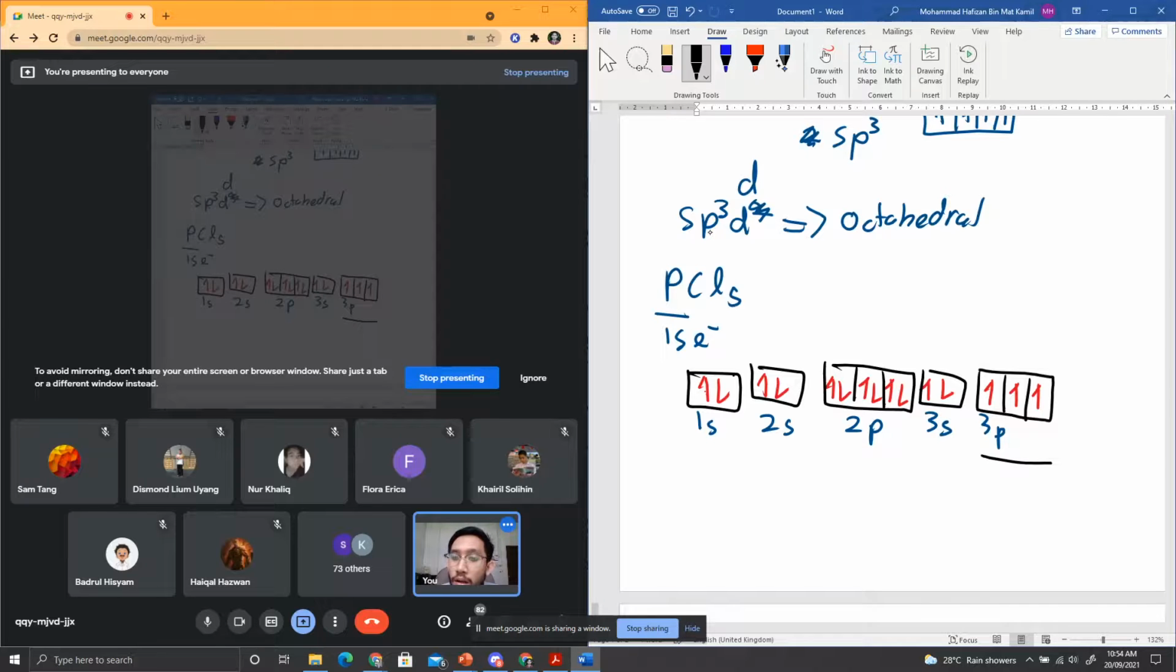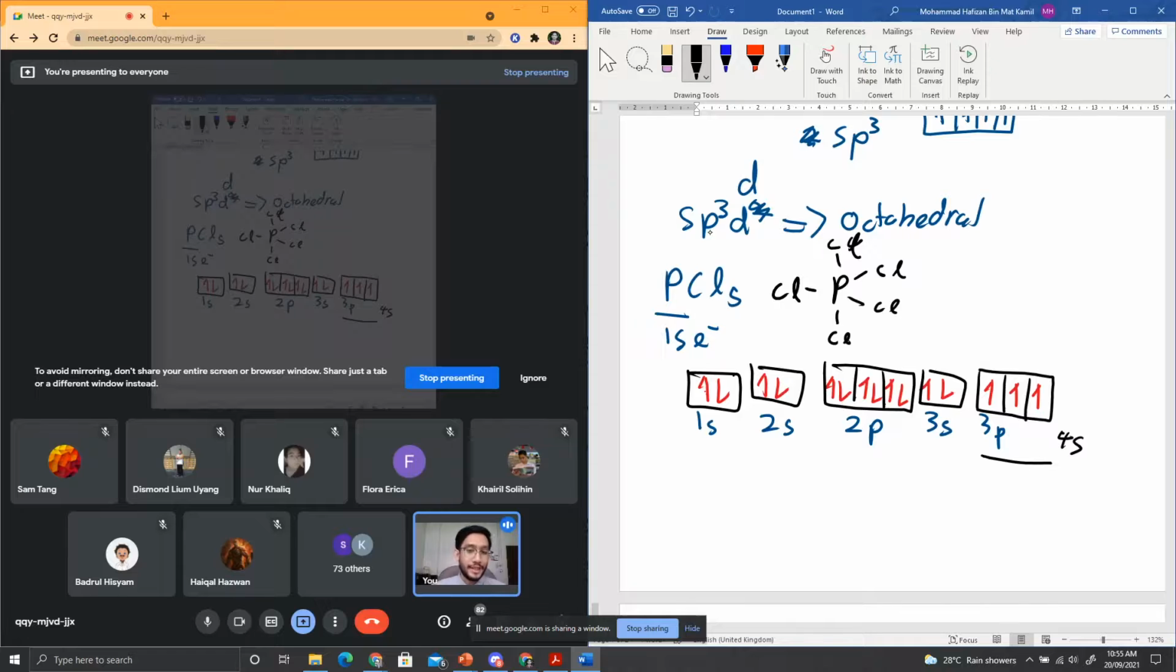Tapi you guys tengok, dia buat 5 bonds. Phosphorus ni ada 5 bonds dengan chlorine kan. So mana dia nak cari lagi 2 unpaired electrons. So apa yang dia buat is dia dah start ambil d orbitals. So even though kalau you guys susun, after 3p ni 4s kan, betul tak?